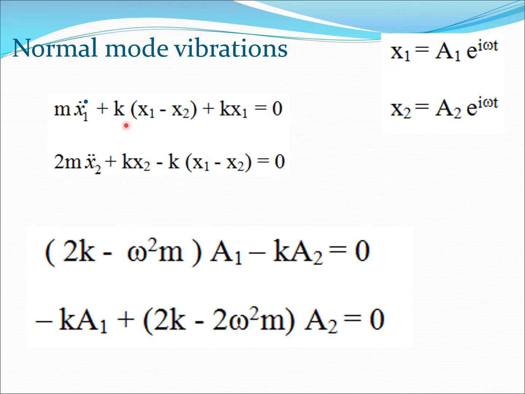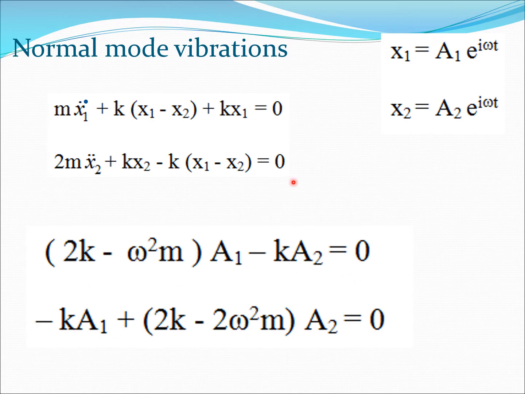There is a negative k a2. And as far as the mass is concerned, there is a negative sign because of the presence of i square, and you get the omega squared term because of the second derivative of x1, which you take here. So that is the first equation which you get.